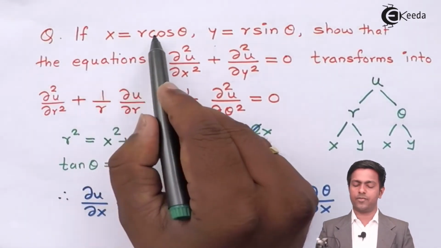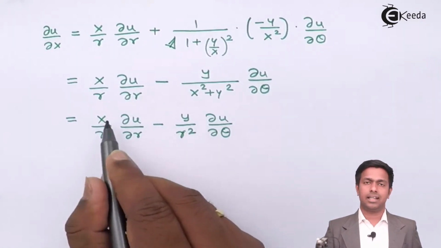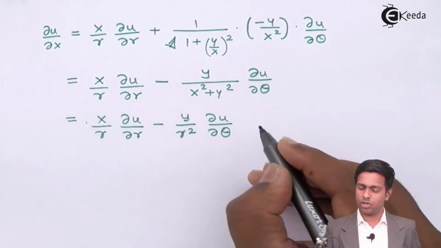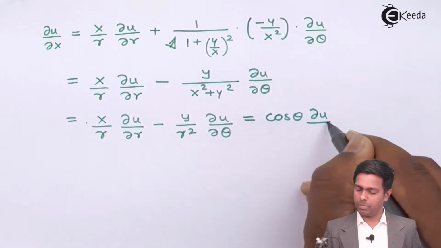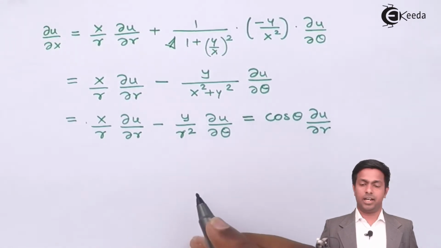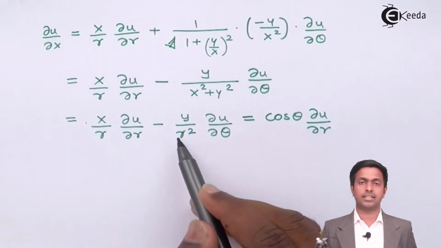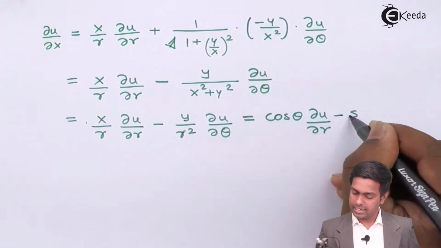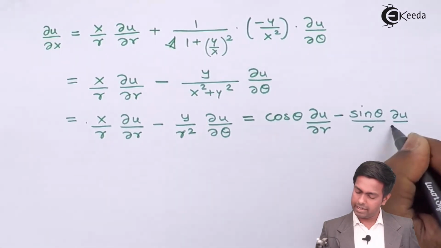For x and y we have the values. The value of x is given as r cos theta. So if I substitute r cos theta here, then r and r will be cancelled, we will get cos theta. So guys, here we'll get only cos theta ∂u/∂r. Similarly, for y we have r sin theta. So r and r cancelled, we will get negative sin theta upon r ∂u/∂θ.